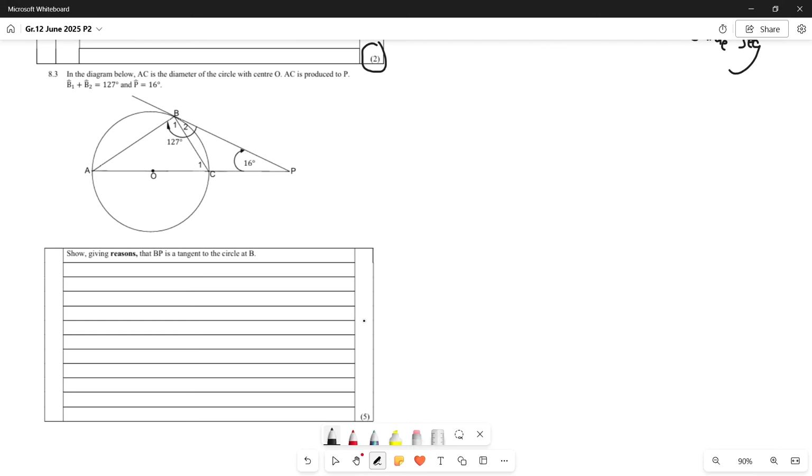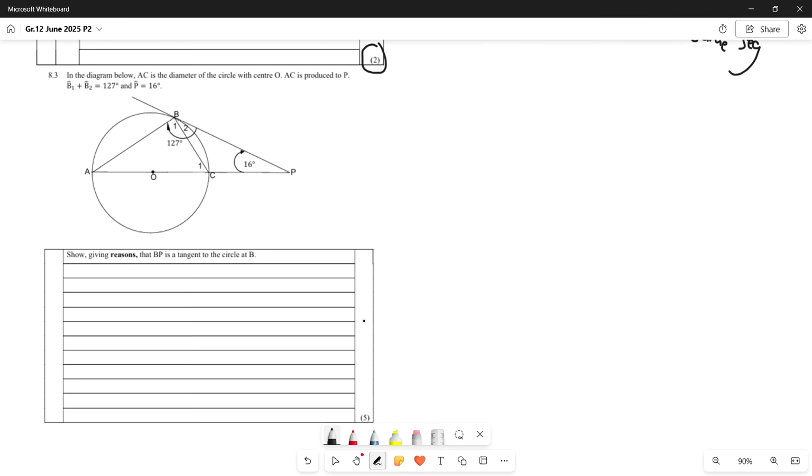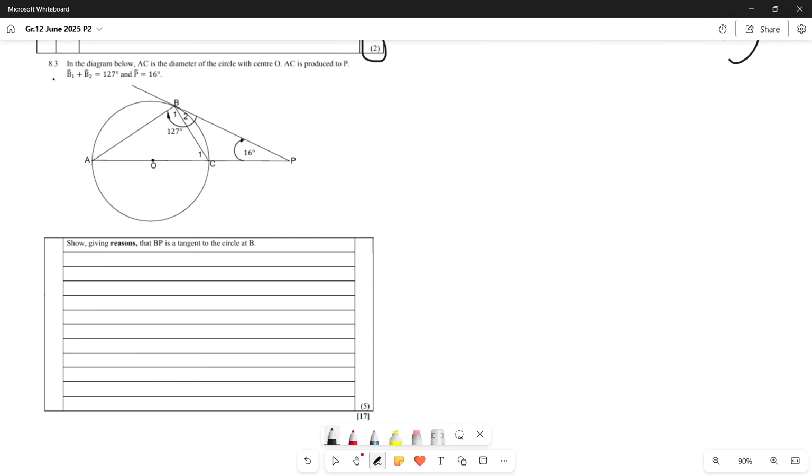And now we're on 8.3. This is the last question of this section. So 8.3: in the diagram below, AC is the diameter of the circle with center O. So we have a center, very important. AC is produced to P, so it's just an extension of a straight line. B1 plus B2 equals 127 degrees, and P equals 16 degrees over here. It says show, giving reasons, that BP is a tangent to the circle at B.